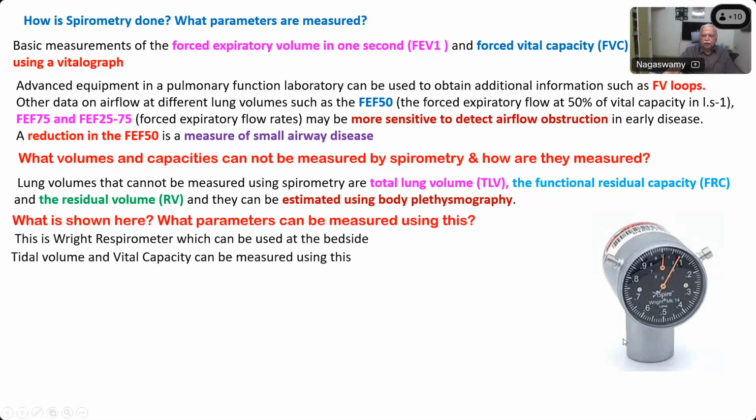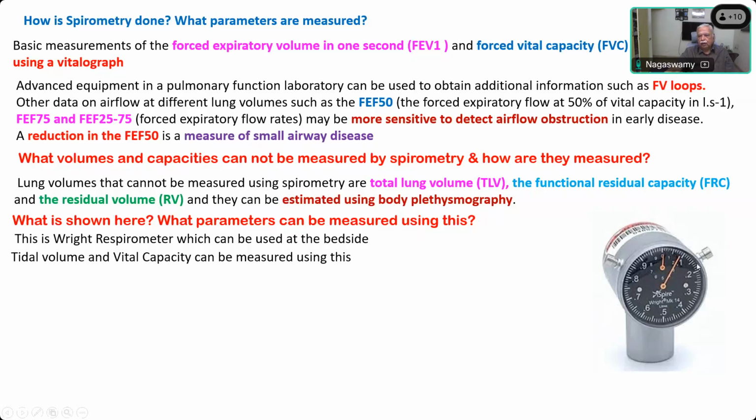We can just attach a mask or a mouthpiece with a corrugated attachment tube to the patient and ask him to breathe normally. What are these two buttons here for? Have all of you seen this equipment live? No, sir. Only in pictures. So this used to be the instrument we used at the bedside as postgraduates and assistants in the late 80s, when pulmonary function labs were not available.